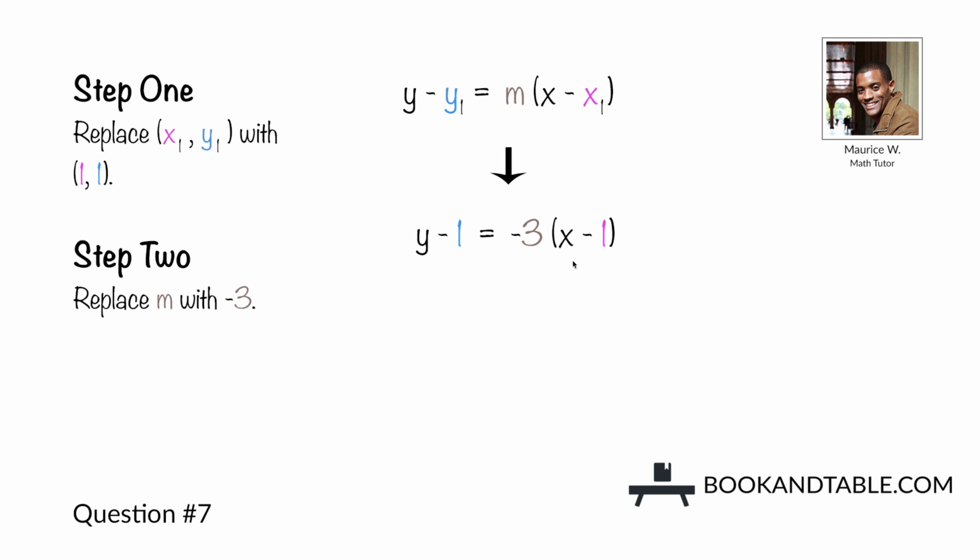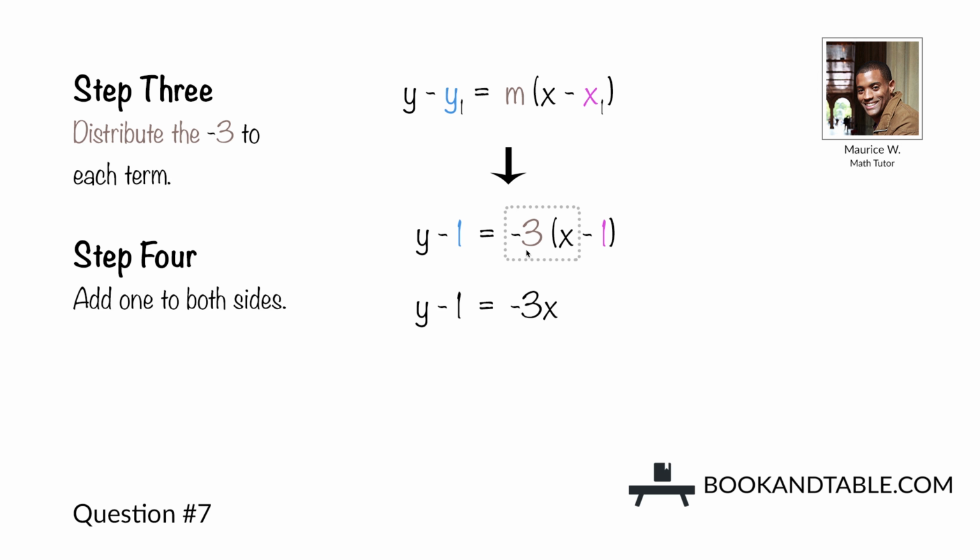Now with this equation, if we isolate y on the left side of the equation, that would give us the equation of the line that passes through 1, 1 and has a slope equal to negative 3. So step 3 is to distribute this negative 3 to each term inside of these parentheses, x and negative 1. Negative 3 times x is negative 3x. Negative 3 times negative 1 is positive 3, giving us an equation of y minus 1 is equal to negative 3x plus 3. Step 4, add 1 to both sides to get rid of this negative 1.